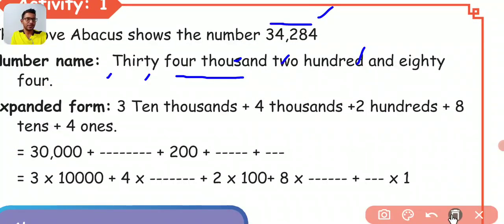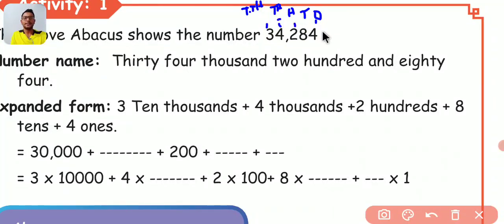So first, what is the first place? I already taught you. Yes, ones. O means ones. 4 is in ones. 8 is tens. Tens means T. T is the short form of tens. And 2 is in which place? Hundreds place. And 4 is in which place? Thousands, TH. And 3 is in which place? 10,000s, T dot TH. These are all the places.